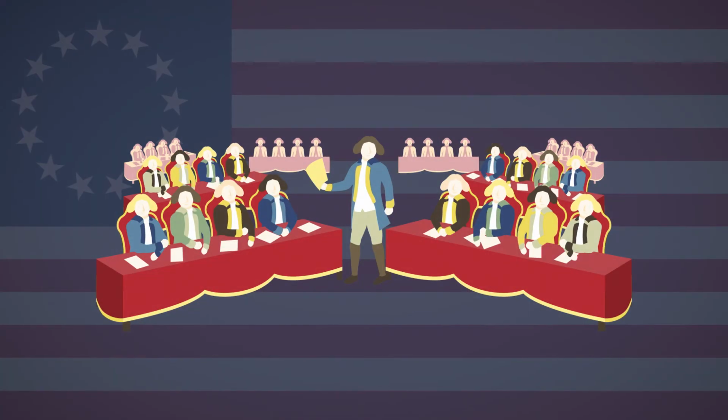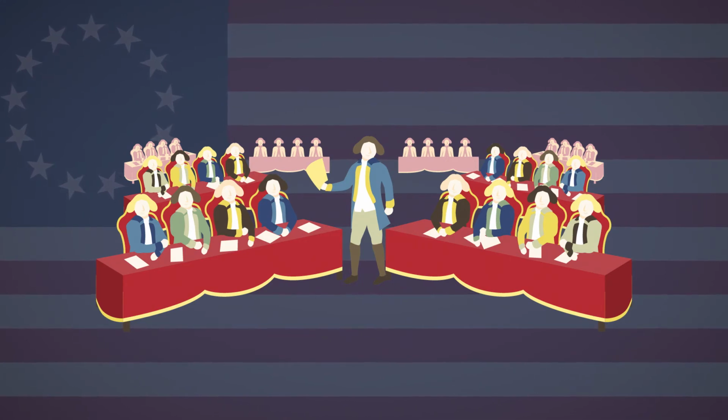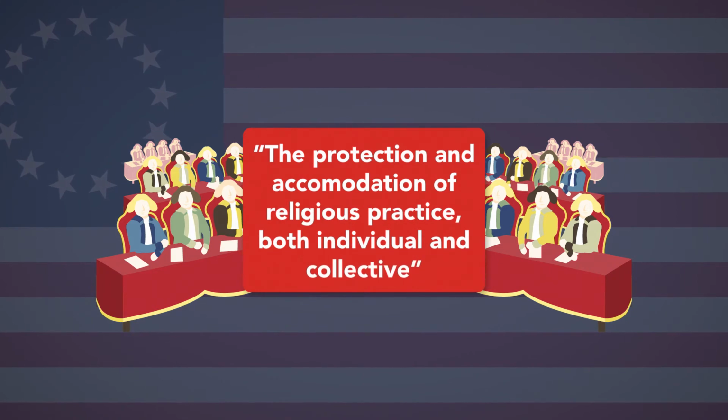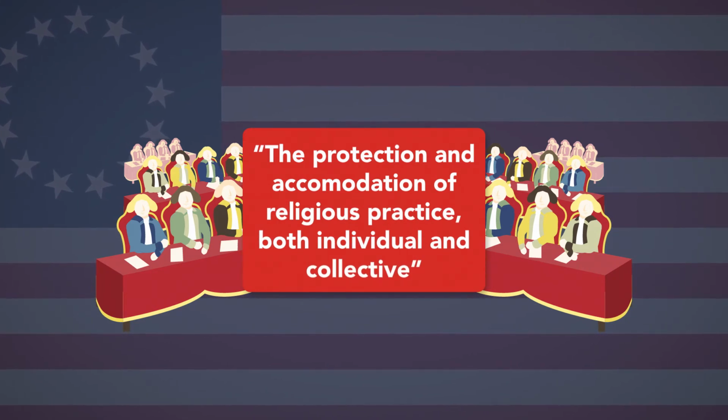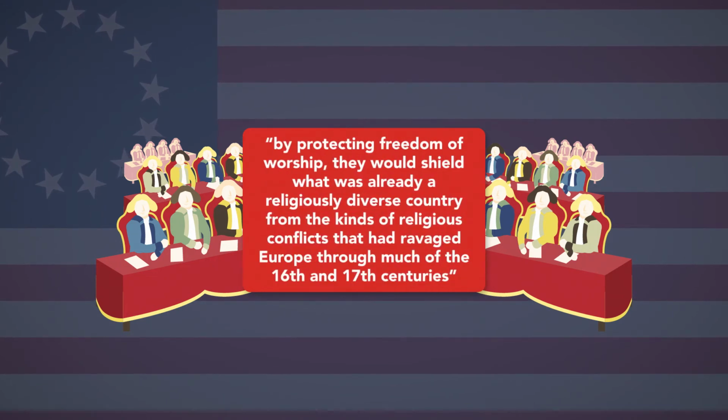By way of brief background, when drafting the Constitution, the founders' experience with religious persecution by the English monarchy motivated them to support the protection and accommodation of religious practice, both individual and collective. They hoped that, by protecting freedom of worship, they would shield what was already a religiously diverse country from the kinds of religious conflict that had raged in Europe through much of the 16th and 17th centuries.